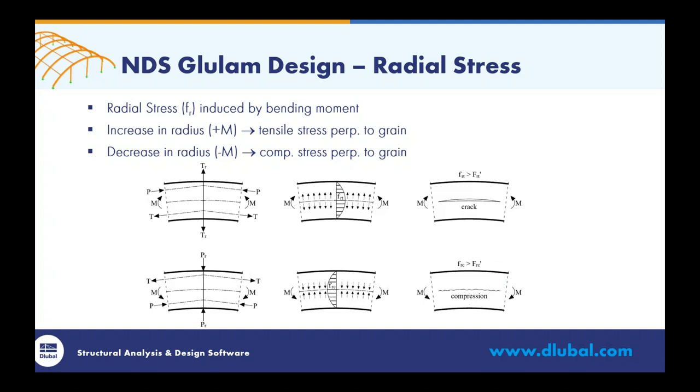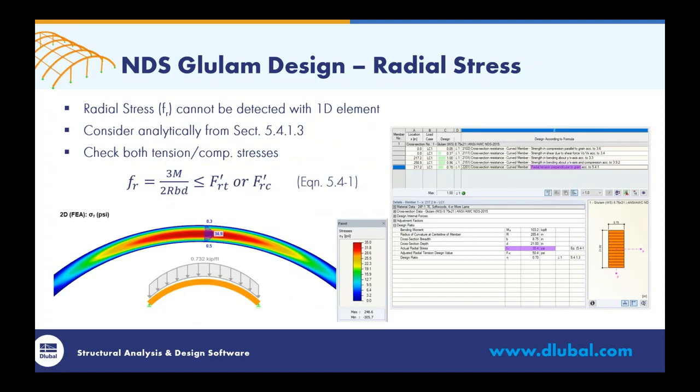So what we need to do is to account for these radial stresses by running a design. Now the problem is that radial stress cannot be detected with a 1D element. So we encounter the exact same problem that we saw with the curvature factor. So therefore we must consider it analytically from section 5.4.1.3 within the code. And what this tells us to do is to check both the tension and compression stresses with the given equation here. So you can see that we're utilizing the moment, the dimensions of the beam, the radius of the member, and we're going to make sure that they are less than or equal to the design radial tension value. And again, this is given to us within the standard. If we are exceeding this, it is a problem and can lead to cracking. So we are going to do this check for the analytical approach from the NDS.